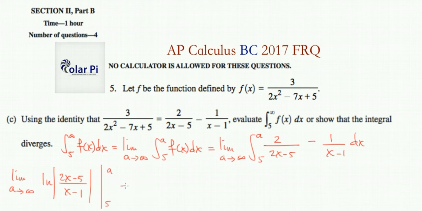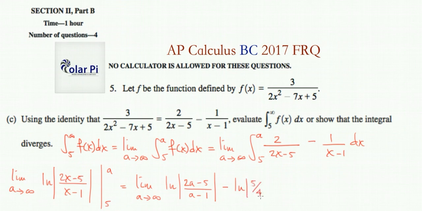So first we still need to write the limit as a goes to infinity, but when we evaluate at a, we get the natural log of 2a minus 5 divided by a minus 1, right? And then when we evaluate at 5, we need to take the difference between evaluating at a and evaluating at 5, remember, and hence that minus sign. When we evaluate at 5, we're going to get the natural log of 10 minus 5, that's 5, and then 5 minus 1, that's 4. So ln of 5 divided by 4.